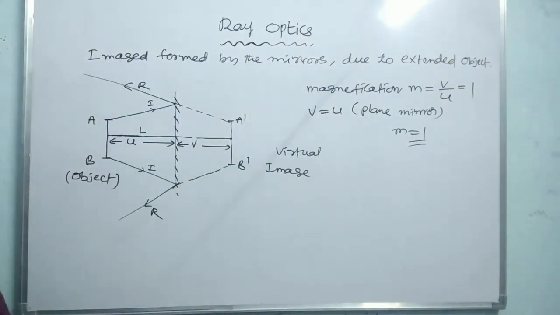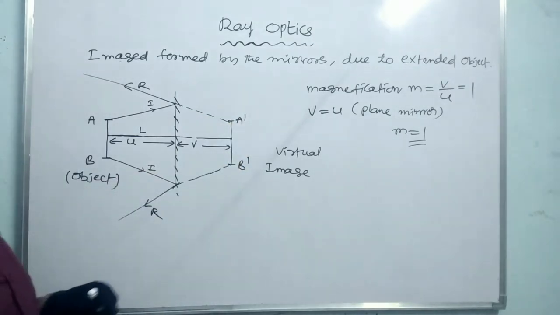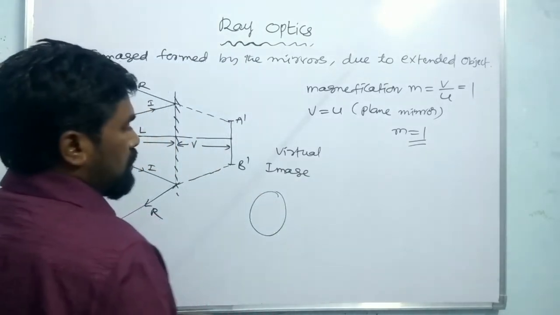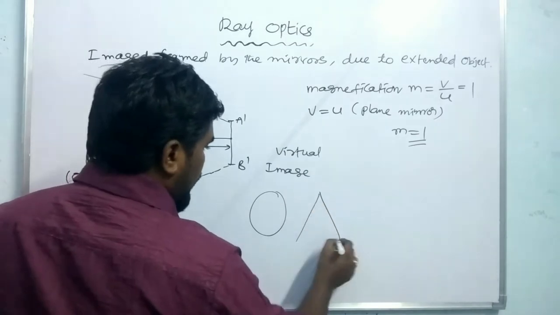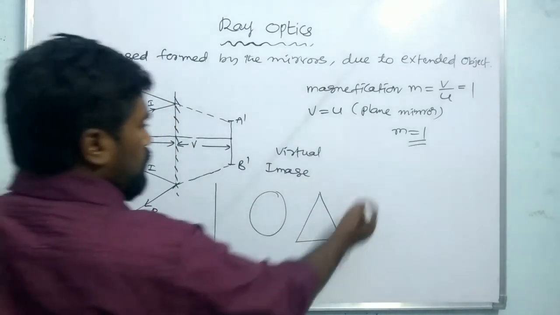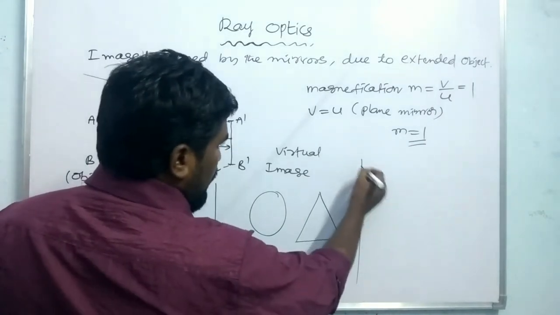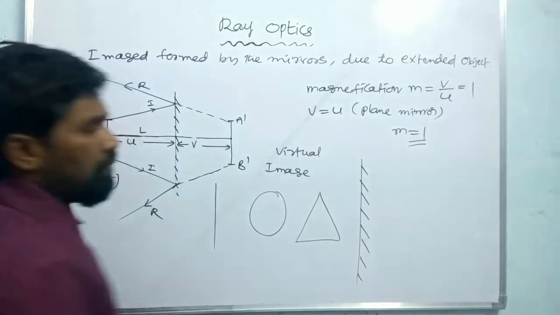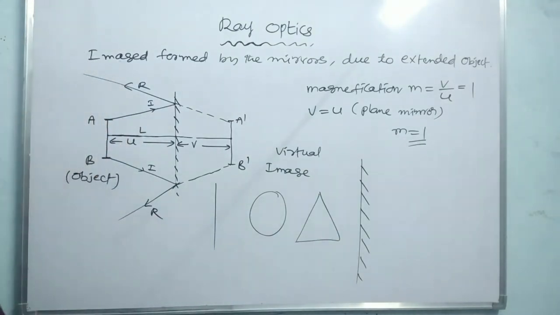Okay, so this is the image formed by the extended object. Whatever the shape of the object, either circular, triangular, or a straight line, if there is a mirror, the image will be formed at that size and that distance, right?